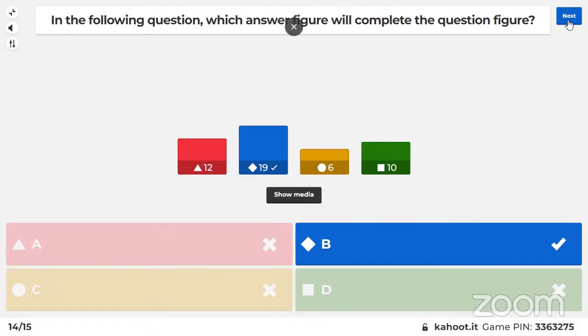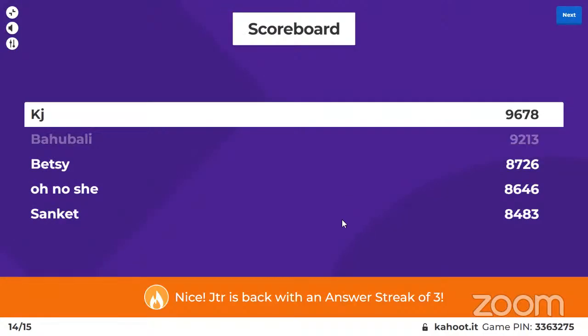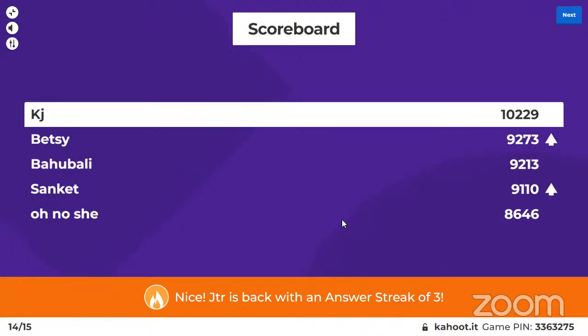Let's move on to the scorecard, and after that, let's move on to the final question for you for the Kahoot quiz. So here is the scorecard. Yes, again, there is a change.